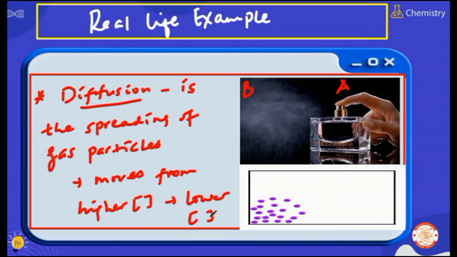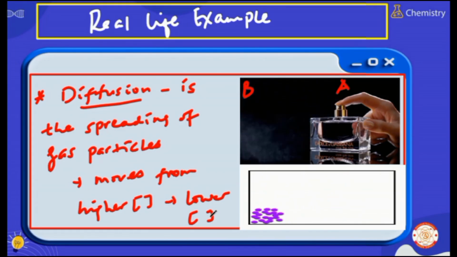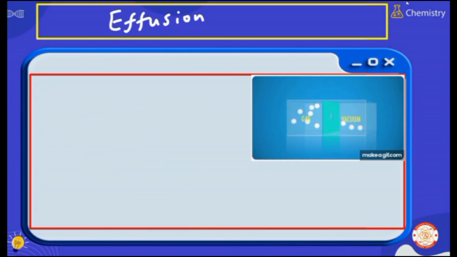Alright, so there is another concept called effusion.